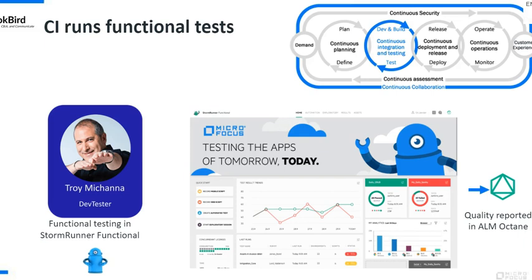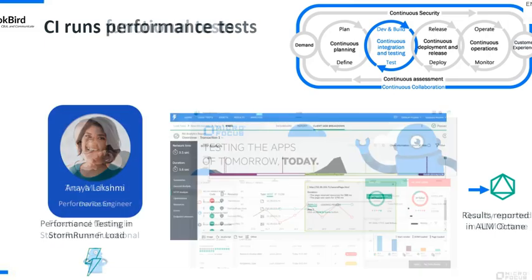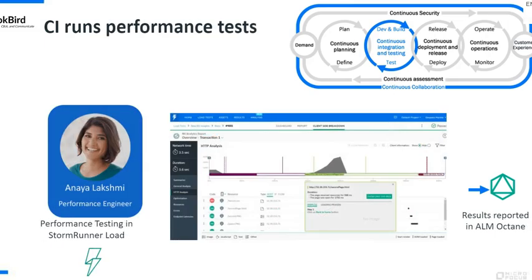The next set of tests to run are performance tests. Jenkins runs the performance tests written by Anaya. She uses StormRunner Load to create those tests. StormRunner Load is a cloud-based load testing tool that can scale up to millions of virtual users to ensure that apps can stand up to a heavy load and varying network conditions.